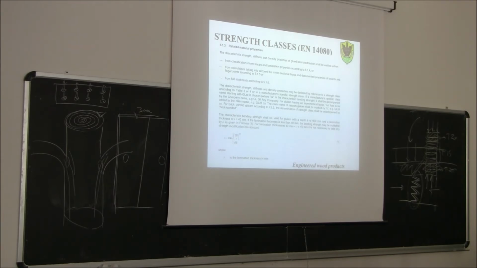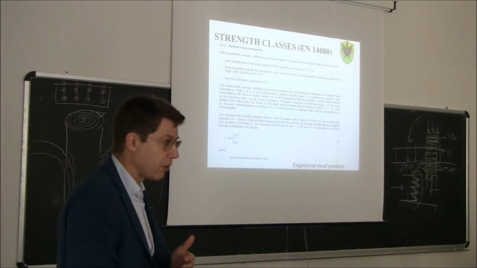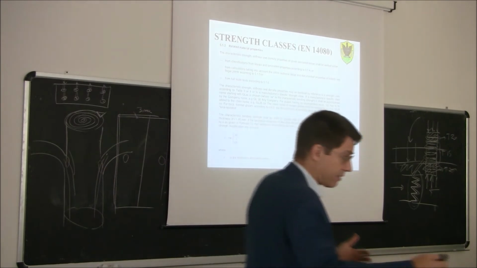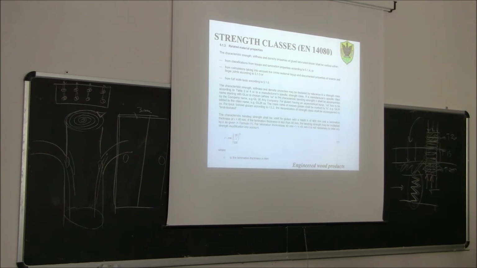Okay? So a producer of glue-lam has different ways to produce a certain strength class of glue-lam that is then needed by the designer for his design of the structure. First way, he looks at these tables, which I'm going to show now, where the regulation sets typical configurations for which the strength is a certain value. This is the first way.